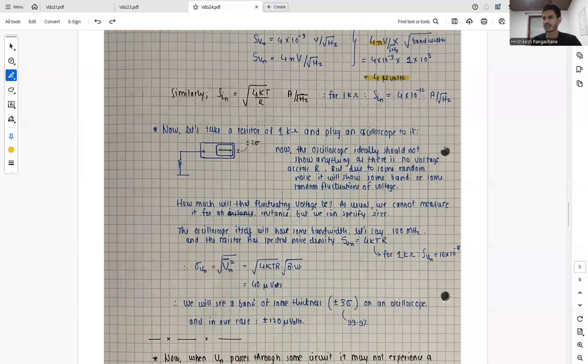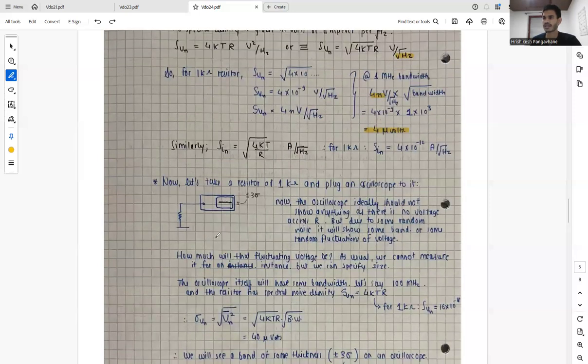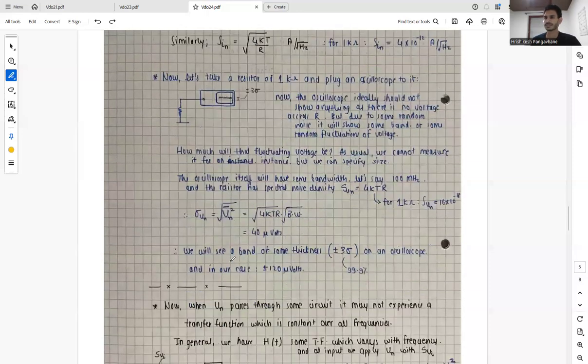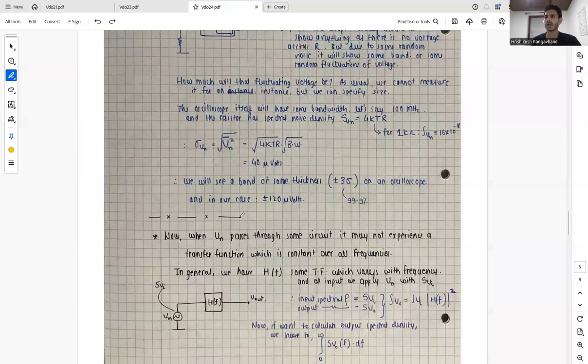And in our case, we have the deviation of plus minus 120 microvolts, and this is the noise we see on the oscilloscope. So now, when Vn, basically a voltage source due to the noise, passes through some circuit, it may not experience a transfer function which is a constant over all frequencies. So until now we said that it is a constant white noise over all the frequencies, but it may not experience a transfer function which is constant over all the frequencies.